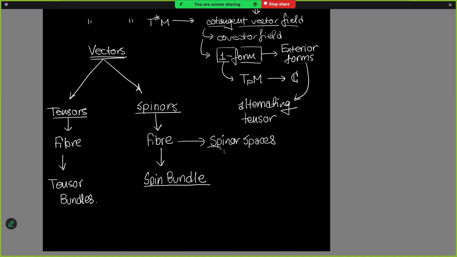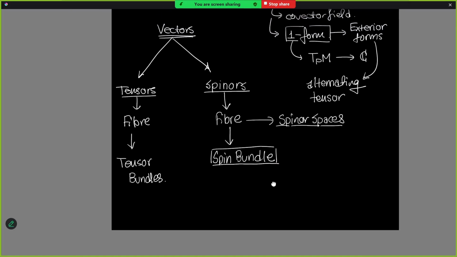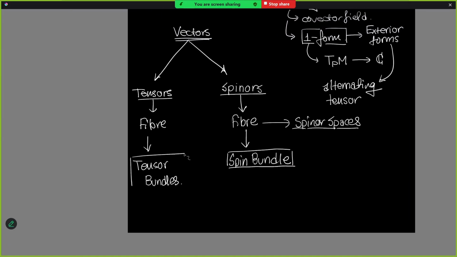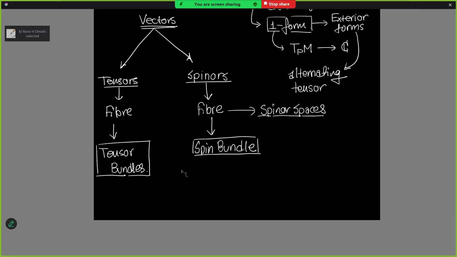I just wanted to highlight that there are other kinds of bundles, because I didn't want to give the impression that vector bundles or tensor bundles were the only kind of bundles, just because those were the only ones we were talking about. The tensor bundles are not the only way you can extend the idea of vector bundles. So, right, that is something to think about.